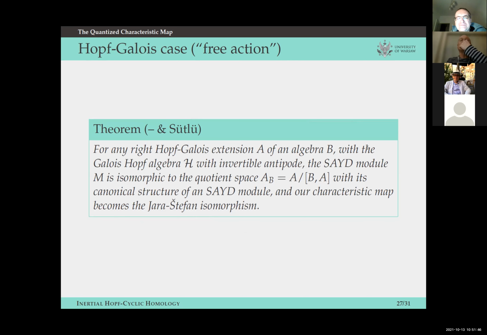So what is the point of this theorem? The point is that from the very beginning, coefficients of our Hopf-cyclic object do not refer, even in this Hopf-Galois case, to taking the quotient of the algebra A by the commutator with invariance of the coaction, as it is in the case of Hajac-Stefan. And first of all, identification of our coefficients and coefficients of Hajac and Stefan is not trivial at all.